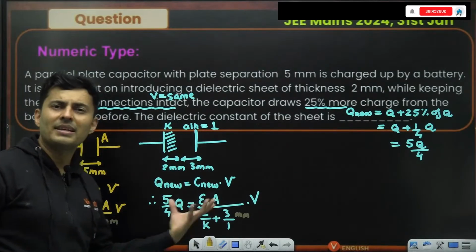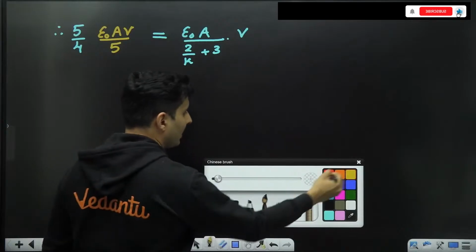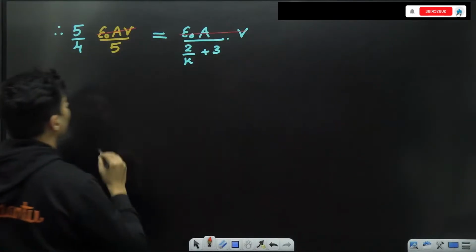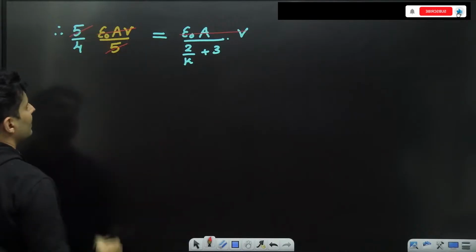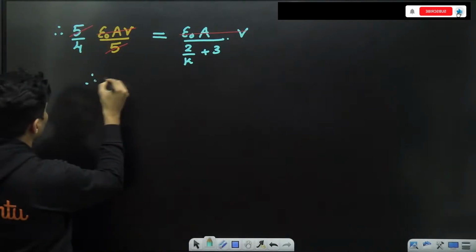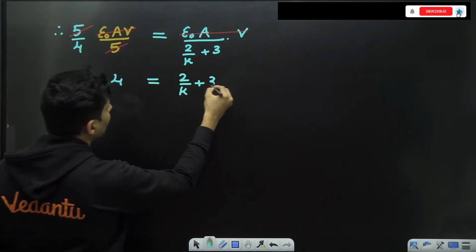Because now it will be easier to solve. As you can see over here, a lot of things are definitely getting cancelled, like epsilon naught A by d, epsilon naught A by d. This number 5 and this number 5. Flip it and bring it on the top. So this will become 4 is equal to 2 by K plus 3.